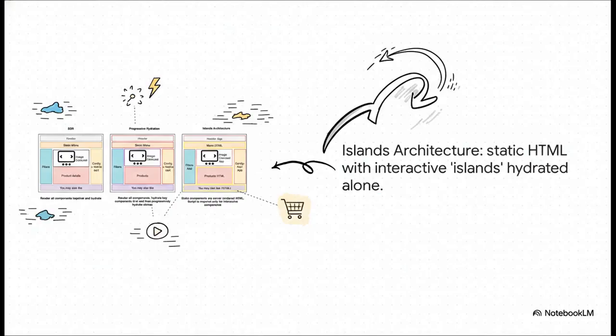And that's led to some really cool new ideas, like the islands architecture. Think about it like this. Your web page is mostly a calm ocean of static, fast-loading content. And then you have these little islands of interactivity, like a photo gallery or a buy now button. You only hydrate those specific islands, leaving the rest of the ocean super lightweight and fast.